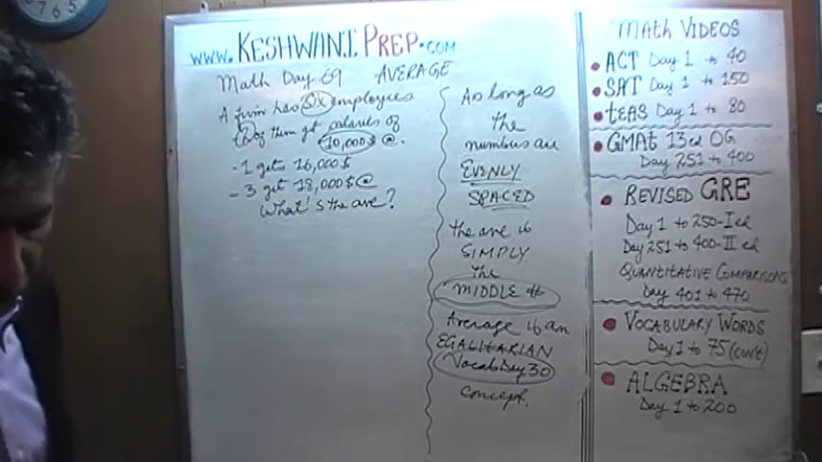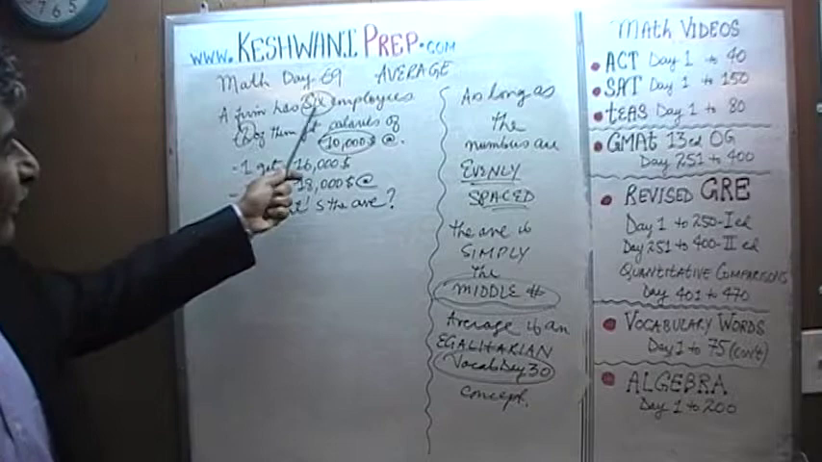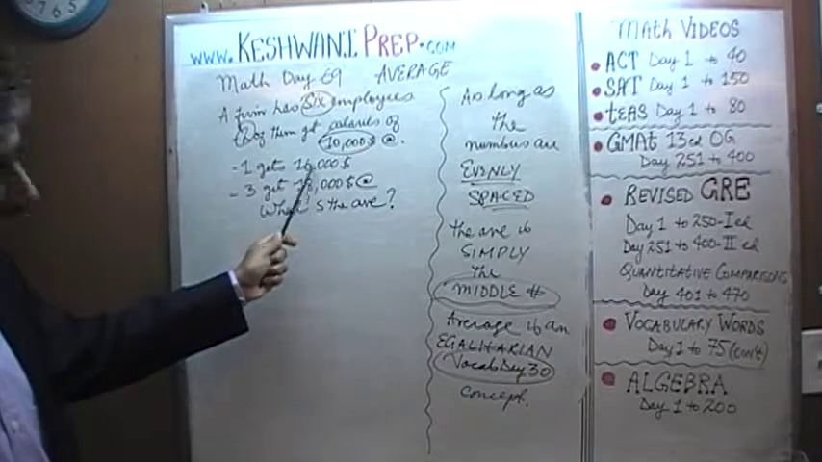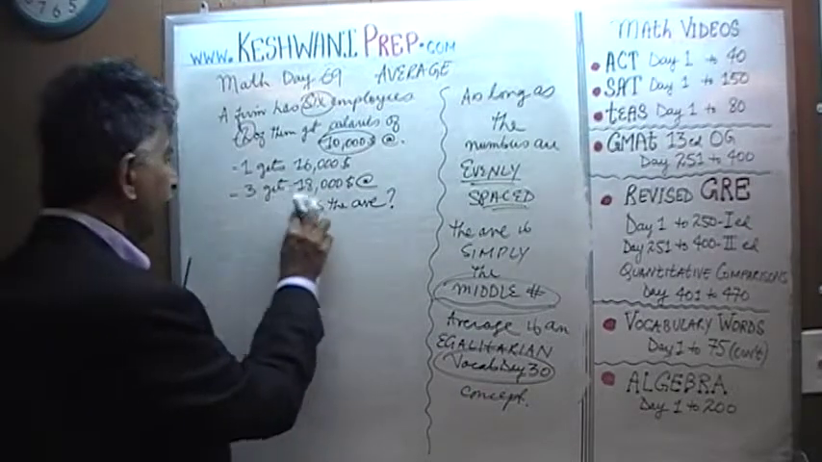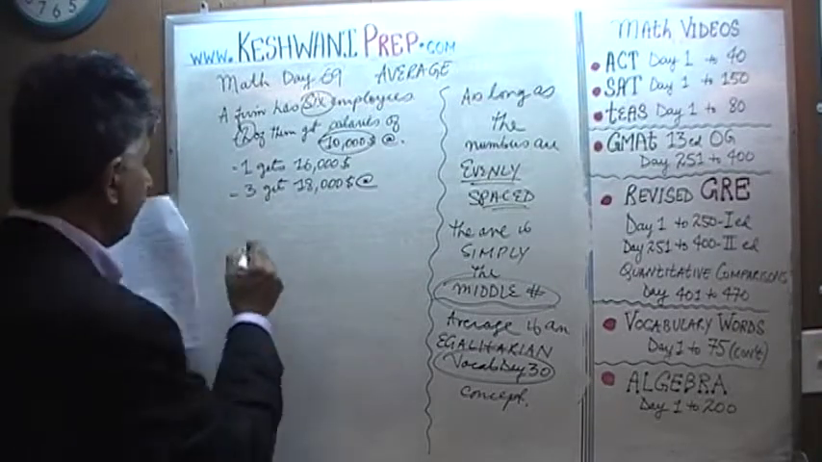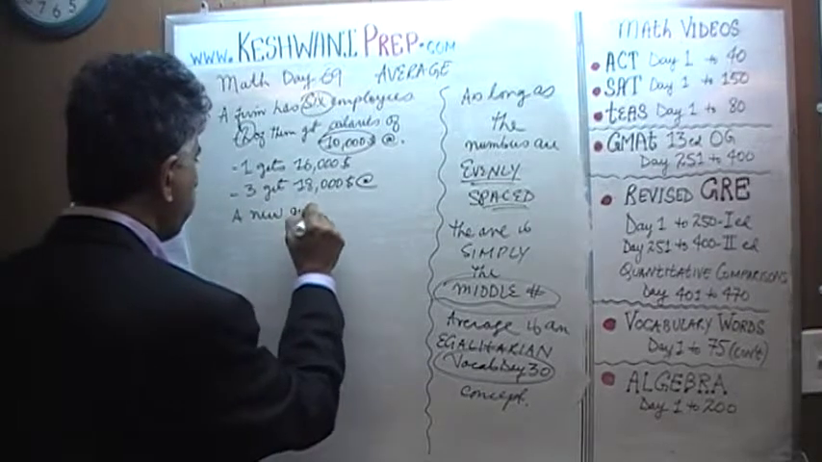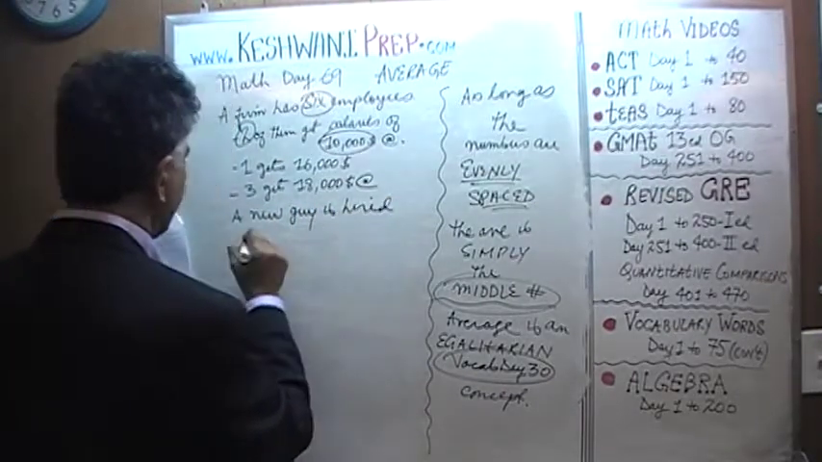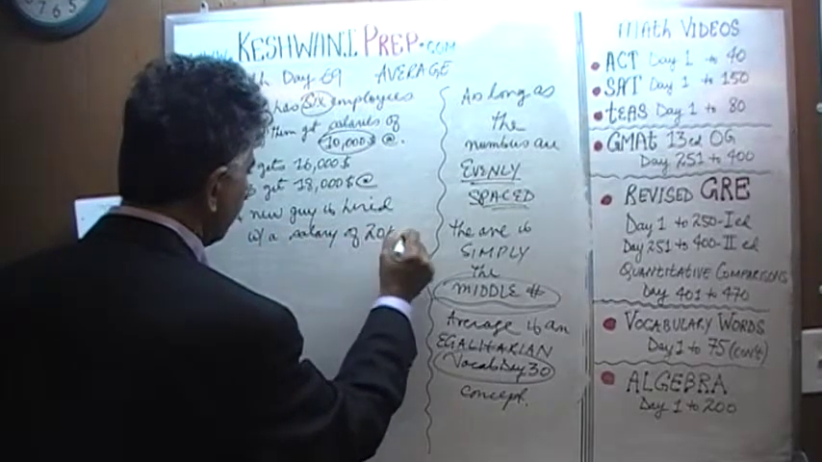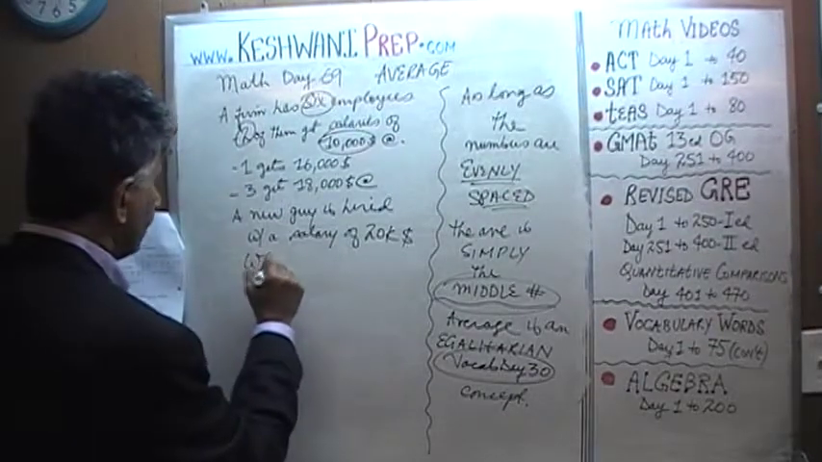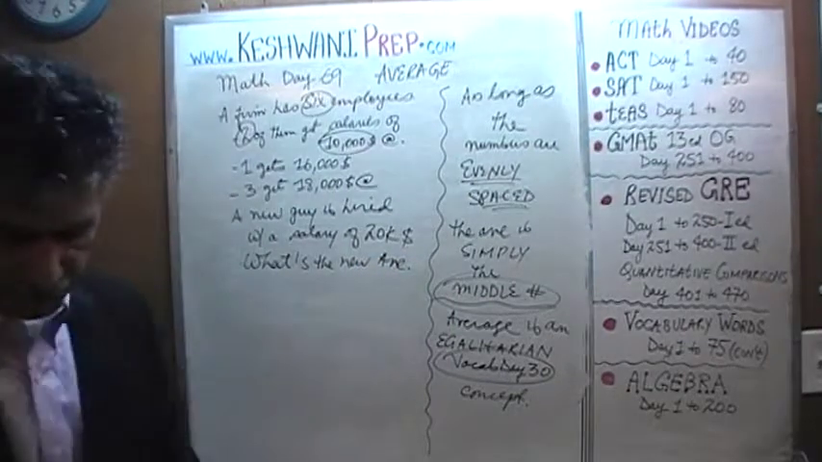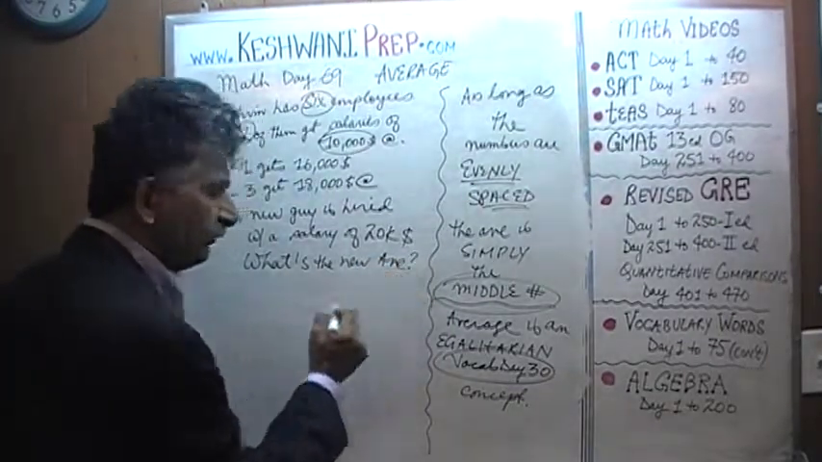Here's the next problem, okay? Are you ready for the next question? A firm has 6 employees. 2 of them get salaries of $10 each. 1 of them gets $16. 3 of them get $18 each. And then we are told that they hire a 6th guy. A new guy is hired with a salary of 20K. What's the new average? Let's find out, shall we?